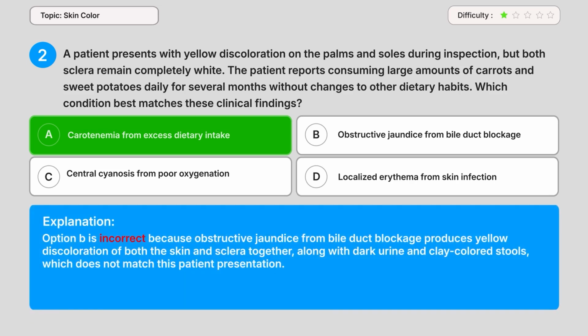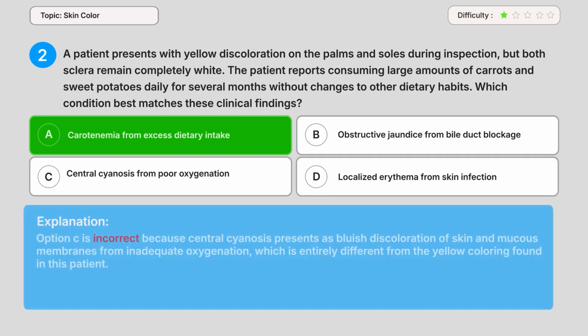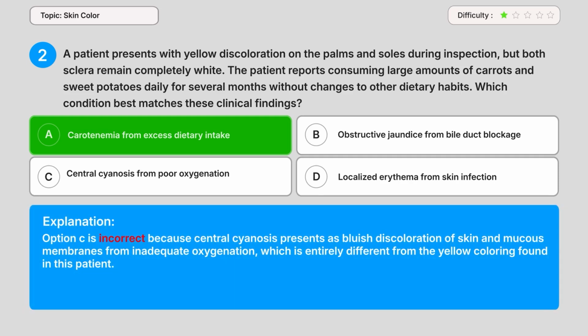Option B is incorrect because obstructive jaundice from bile duct blockage produces yellow discoloration of both the skin and sclera together, along with dark urine and clay-coloured stools, which does not match this patient presentation. Option C is incorrect because central cyanosis presents as bluish discoloration of skin and mucous membranes from inadequate oxygenation, which is entirely different from the yellow colouring found in this patient.